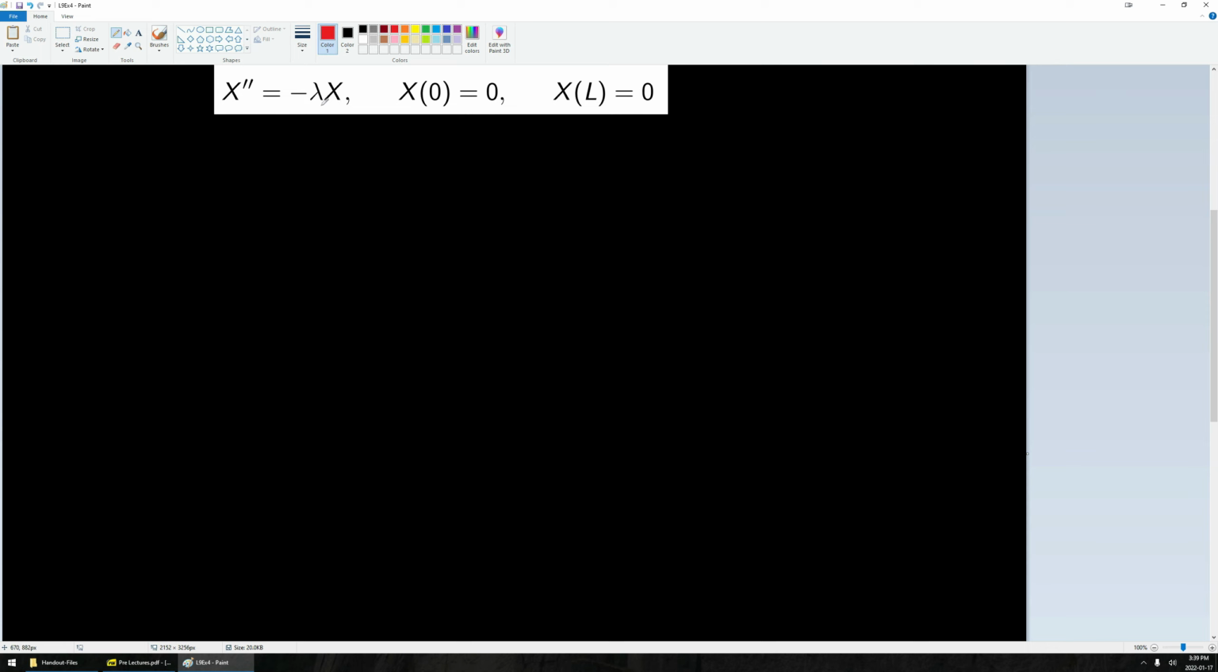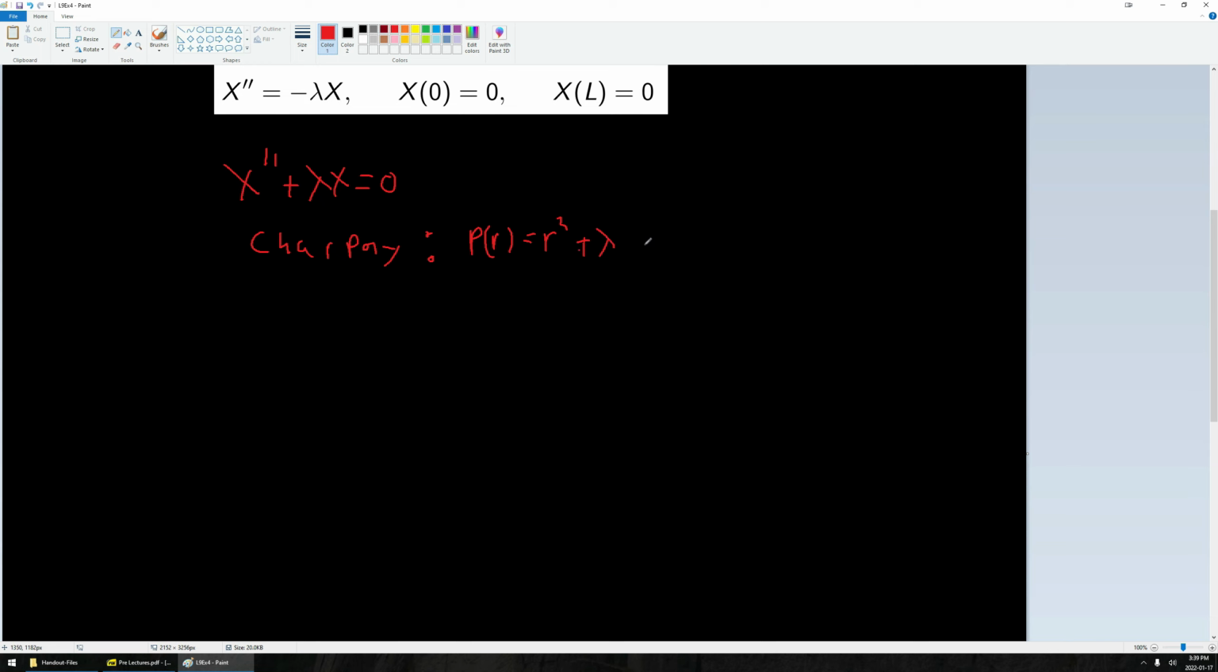I don't know what lambda is, but by the time I'm done with this, I will know what lambda has to be. Okay, so here, let's just focus on the PDE. If I have x double prime plus lambda x equal to 0, the characteristic polynomial for this is p of r equals r squared plus lambda.